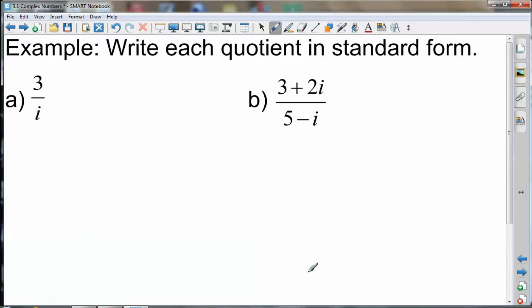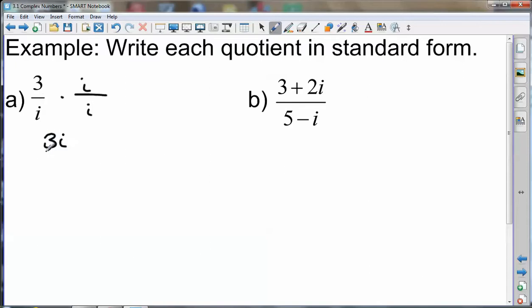With a complex number, I told you standard form is A plus BI, the real plus the imaginary. That means you cannot have an I in your denominator. So if I had a problem like this one, I have to get the I off the bottom. In this case, it's fairly simple because my denominator is only I. So all I really have to do is multiply top and bottom by I. As long as you do it on top and bottom, you're okay.